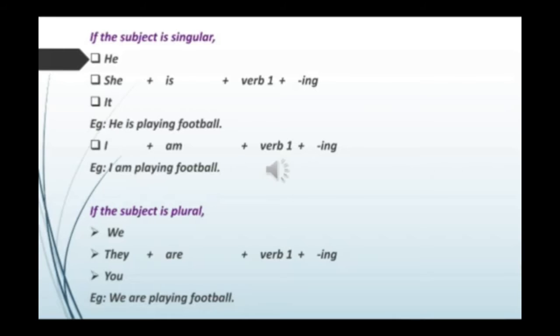If the subject is plural, for example we, they or you, we can directly use are instead of is, then the first form of the verb, then ing. We are playing football.